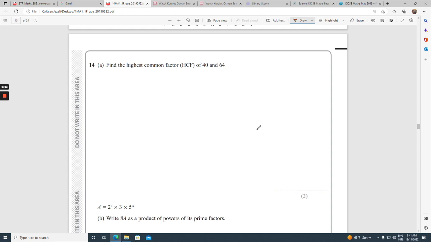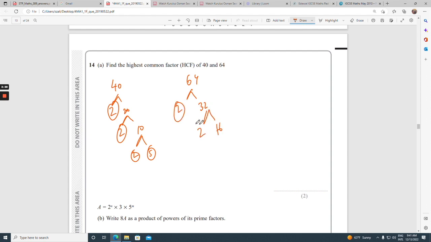Let's move on to the next question. Find the highest common factor of 40 and 64. I'll do it using prime factorization. Prime factorization of 40 gives you 2 and 20. 2 is prime. 20 is 2 and 10. 2 is prime. 10 is 2 and 5. Both are prime. Now if I go with 64, it's 2 and 32. 2 is prime. 2 and 16. 2 is prime. 2 and 8. 2 is prime. 2 and 4, 2 is prime, and 2 and 2.